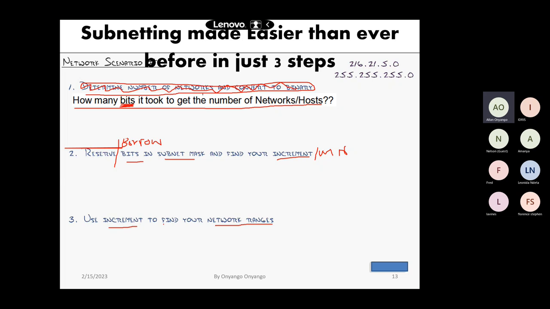The next slides are going to have the wrong step one, so please ignore what I have deleted. When we're in step one, we need to use the first one: how many bits. So step one, we get bits. Step two, we borrow or we reserve, depending on whether they are networks or hosts. Then we find the increment. Step three, we now use that increment to find the network ranges.